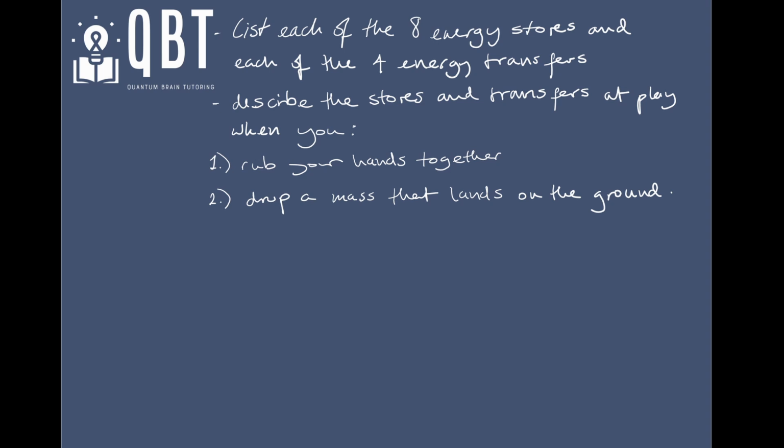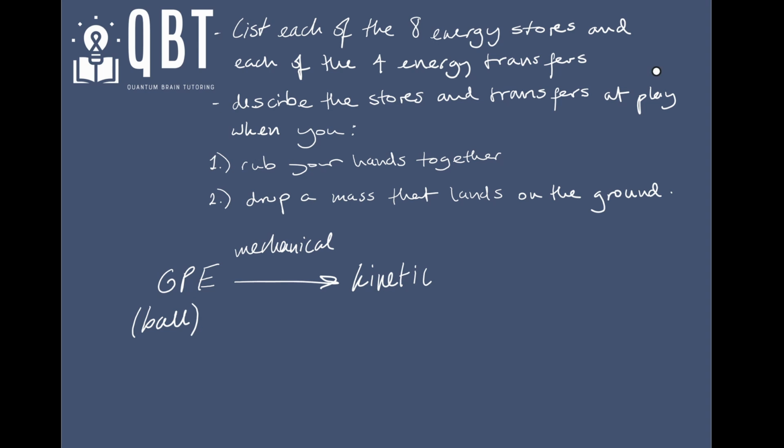So what we have is the ball at a great height, which means that it's going to have gravitational potential energy. So we're starting with gravitational potential energy as our store, and that's of the ball. Let's say it's a ball, mass, whatever. And as it's falling, it's obviously going to be moving. So we have this transfer from gravitational potential energy to the kinetic energy store. And because it's a motion, it's going to be mechanical. That's a mechanical transfer, it's moving.